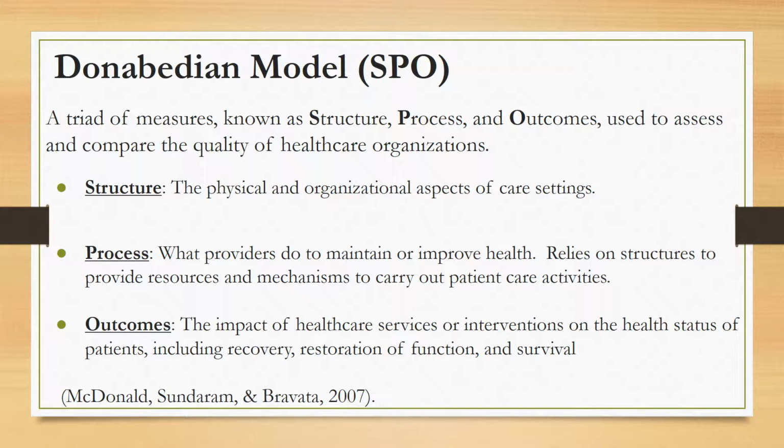The structure measures include the physical and organizational aspects of care settings. The process measures include what providers do to maintain or improve health, and this relies on structures to provide resources and mechanisms to carry out patient care activities. The outcome measures include the impact of healthcare services or interventions on the health status of patients, including recovery, restoration of function, and survival. Application of this model suggests that establishing structural capabilities will enhance care processes that will ultimately facilitate improved outcomes.